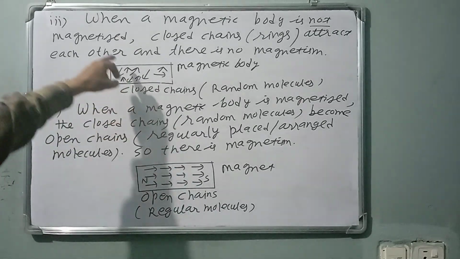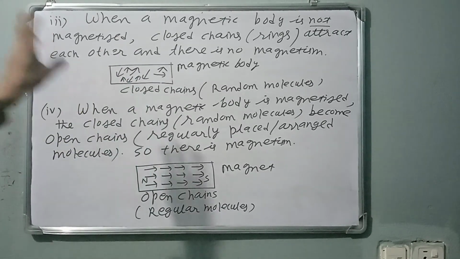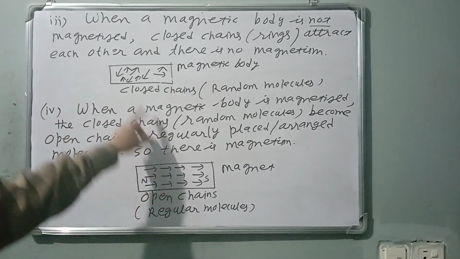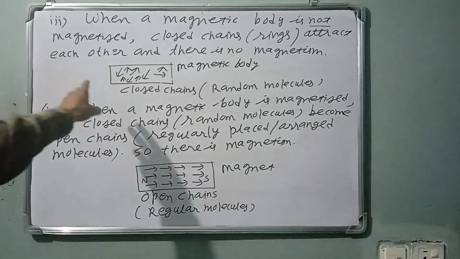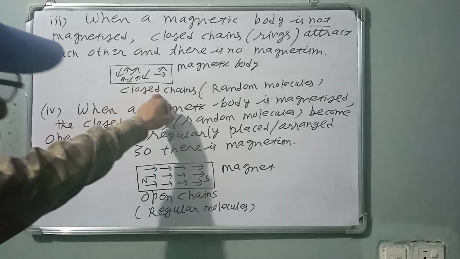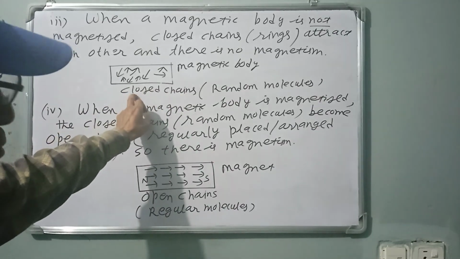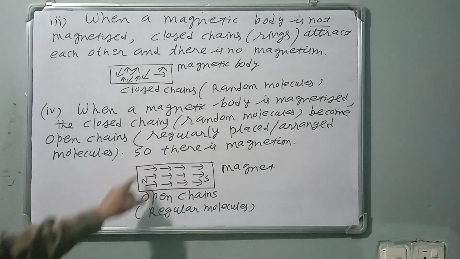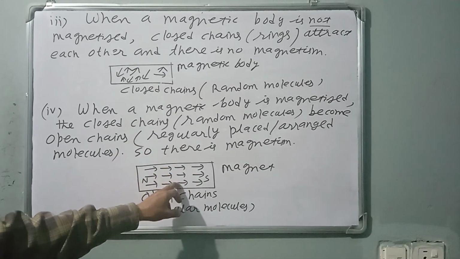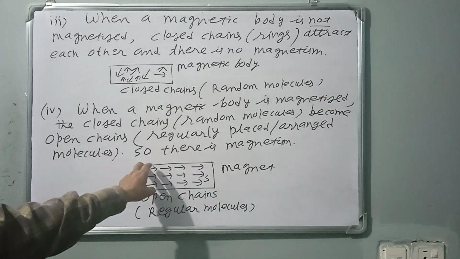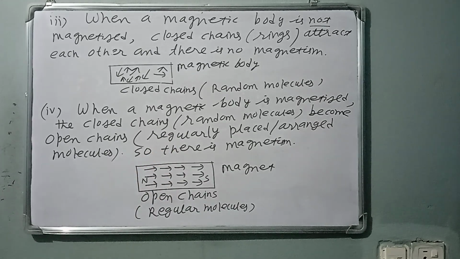IV number, when the same magnetic body is magnetized, यसलाई म्याग्नेटाइज गर्ने भनेको क्लोजलाई ओपन बनाउने भनेको. To magnetize a magnetic material means to change closed chains, to turn closed chains into open chains. Now the open chains are free to attract, so there is magnetism. Now it is able to attract magnetic bodies like iron, steel, nickel, cobalt, or their alloys. This was for today.